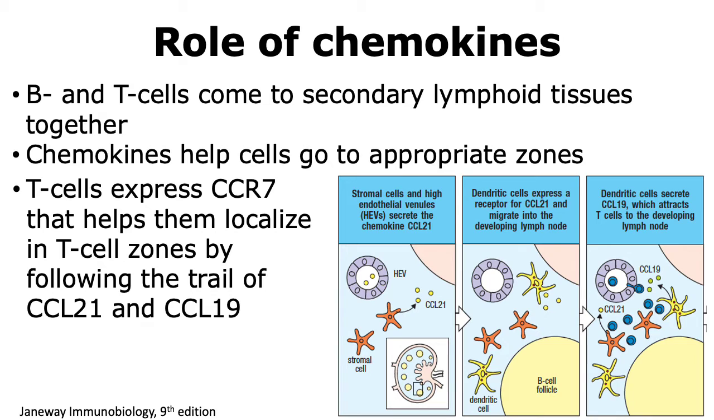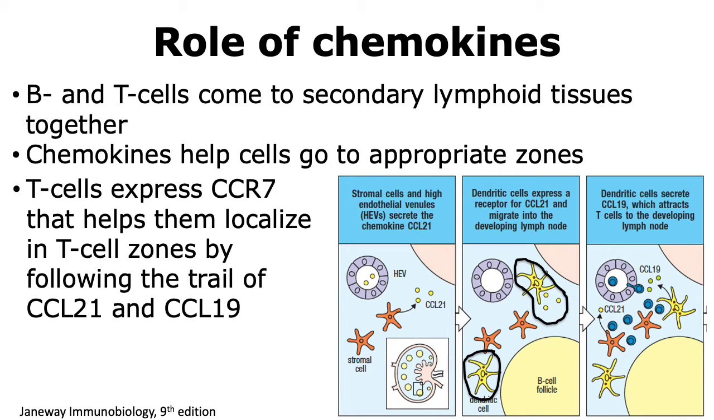So let us look at this figure. In this figure, we're looking at the lymph node. And in the lymph node, there are these stromal cells. These stromal cells secrete a cytokine which functions as a chemokine called CCL21. Now this CCL21 can be sensed by a receptor called CCR7. So T cells express the receptor CCR7. In addition to T cells, dendritic cells also express the receptor for CCL21, which is CCR7. And thus, dendritic cells come to the lymph node also.